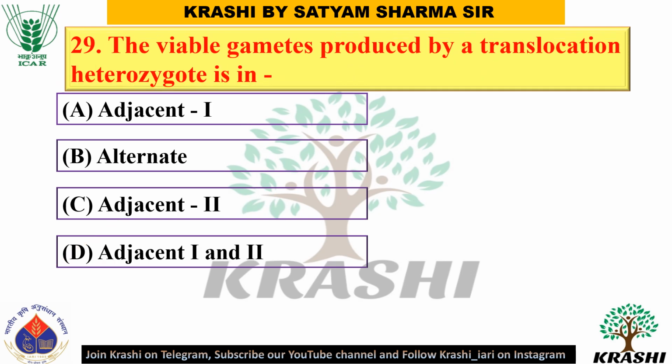Question number 29. The viable gametes produced by a translocation heterozygote is in alternate segregation. Here the 2 non-homologous chromosomes and 2 translocational chromosomes separate into different poles. In case of adjacent 1 segregation, homologous centromeres pass to opposite poles and in adjacent 2, they pass to the same poles.